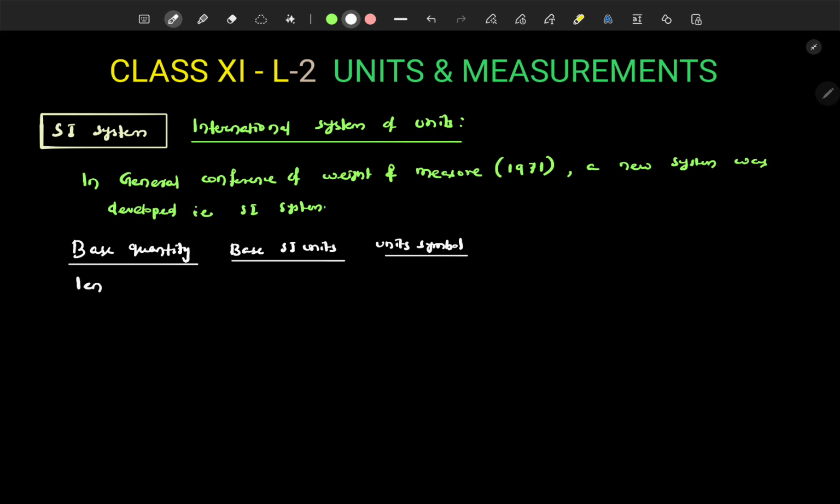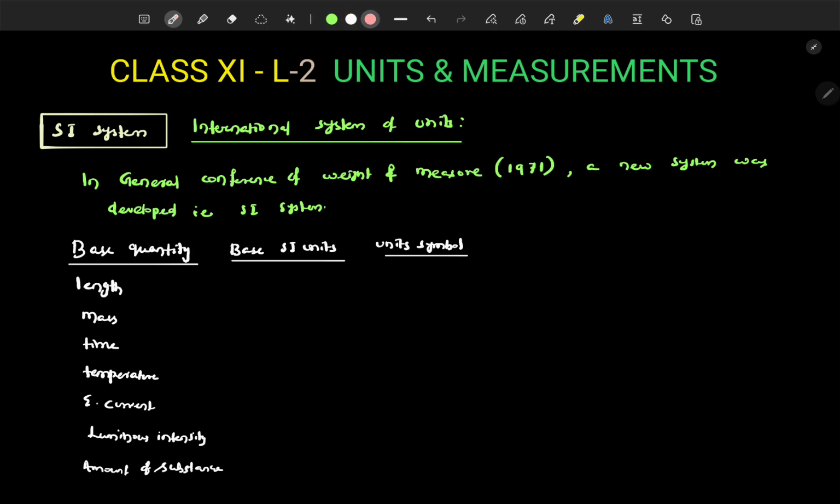Okay, so we all know there are 7 fundamental quantities. That is your length, then mass, then time, then temperature. Next one is electric current. Next, luminous intensity. And last one is amount of substance, or we have discussed it is quantity of matter.